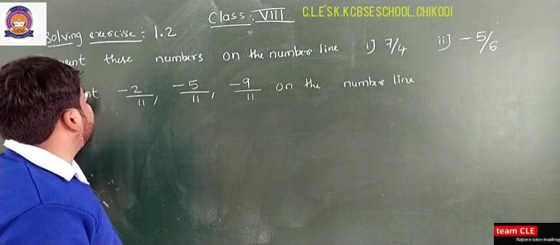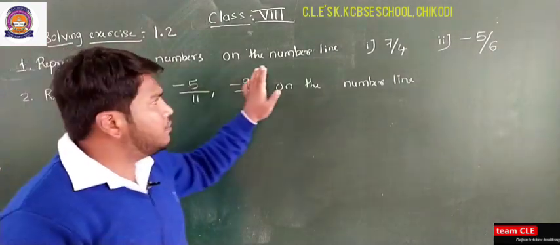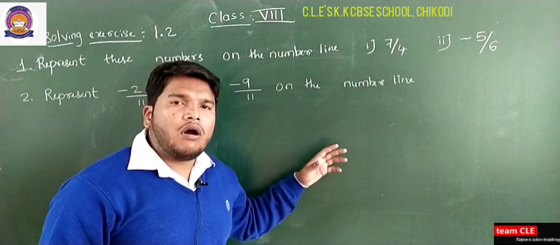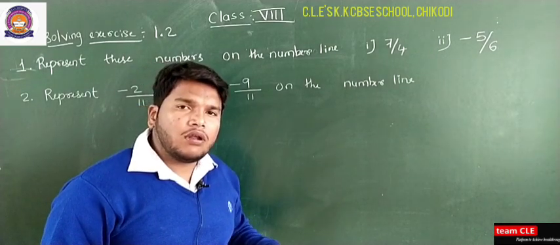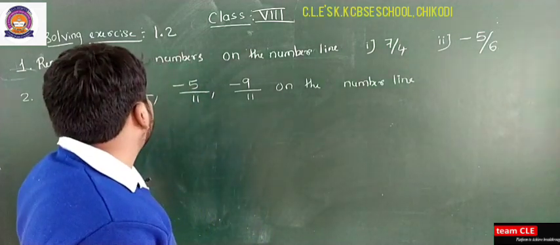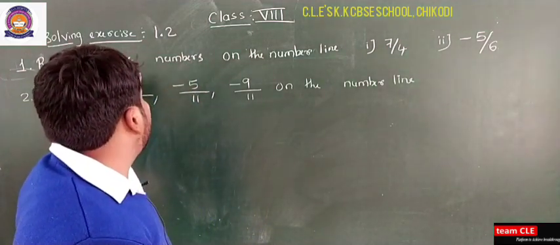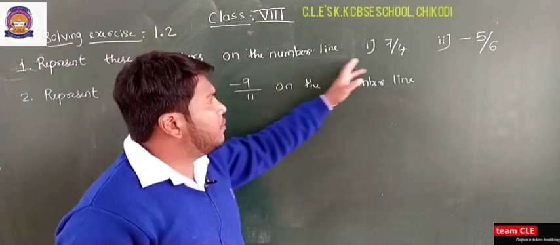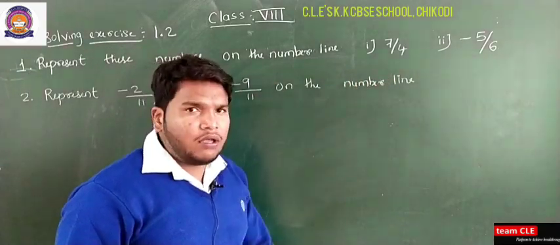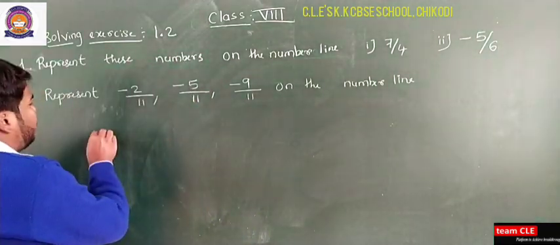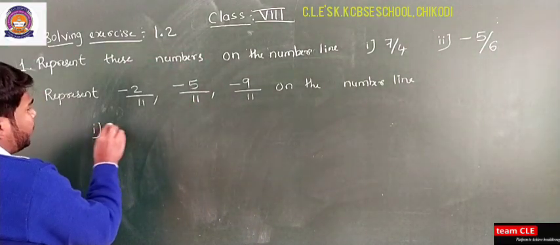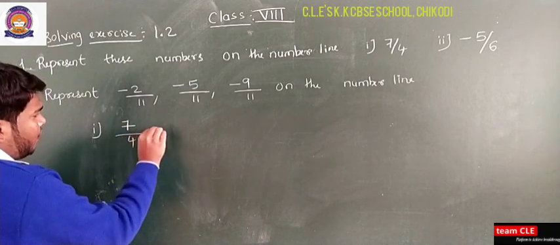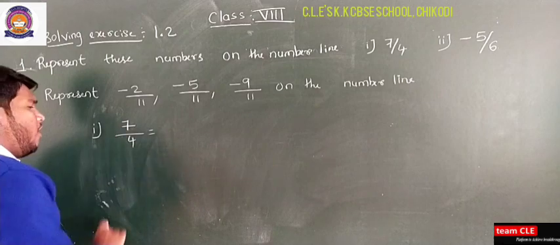Now see, the first question says represent these numbers on the number line. In the previous video we saw how to represent numbers on a number line. Once again you are going to solve exercise number 1.2, representing these numbers on the number line, that is 7 by 4 and minus 5 by 6. I take the first example, 7 by 4. This is in the form of an improper fraction.